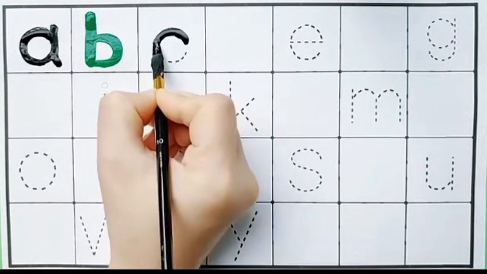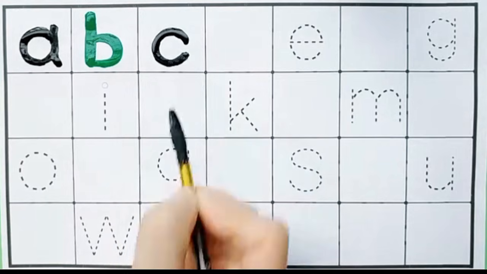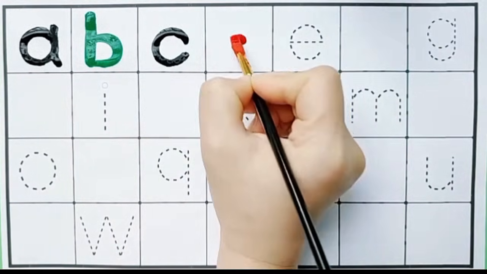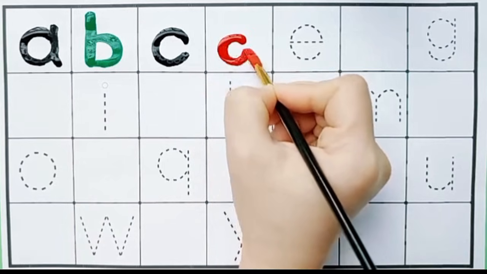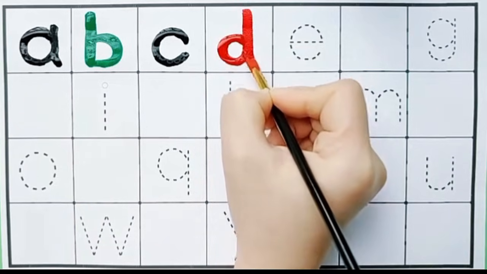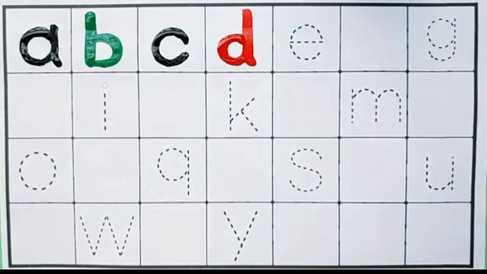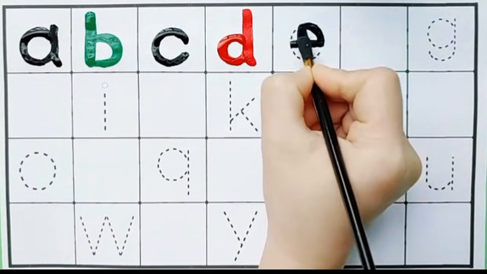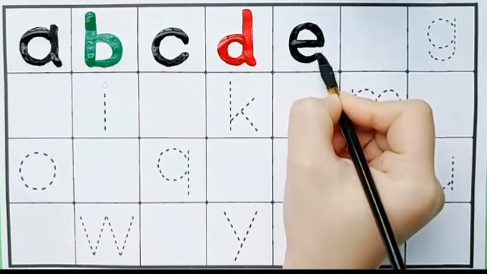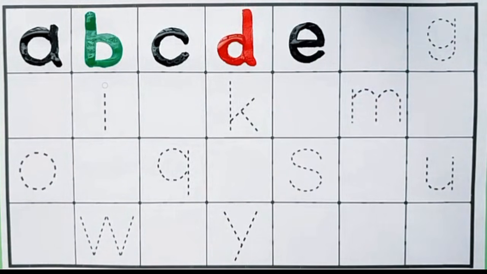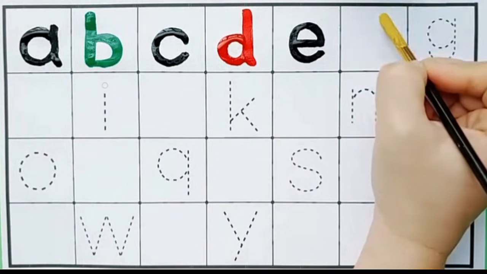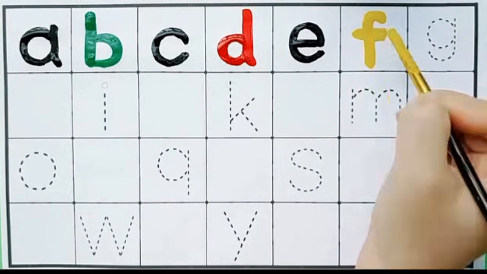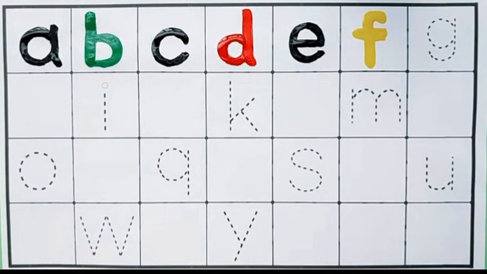C for carrot. D for doll. E for egg. F for fish.